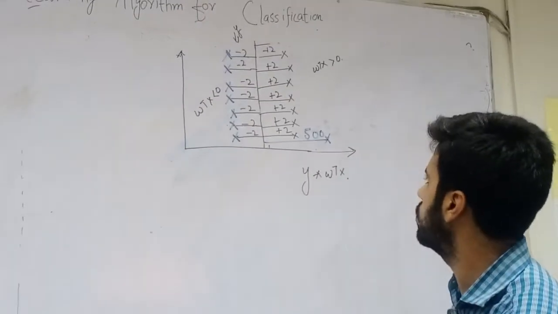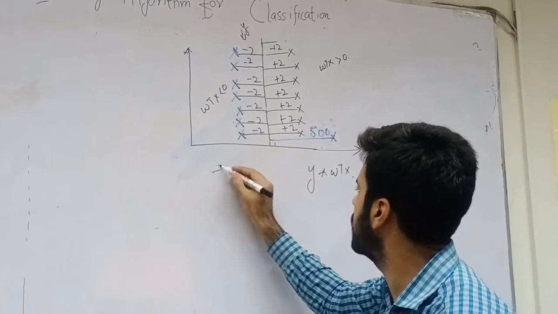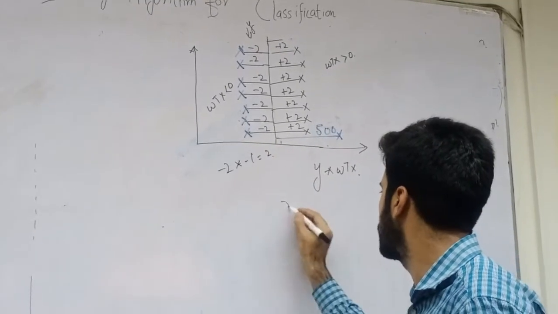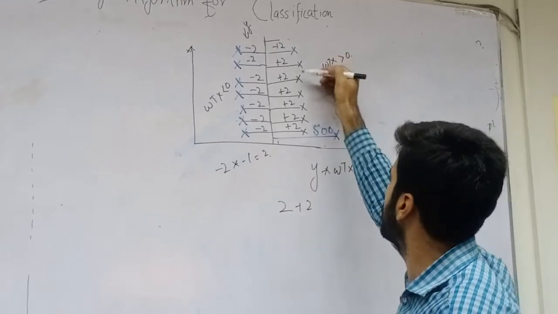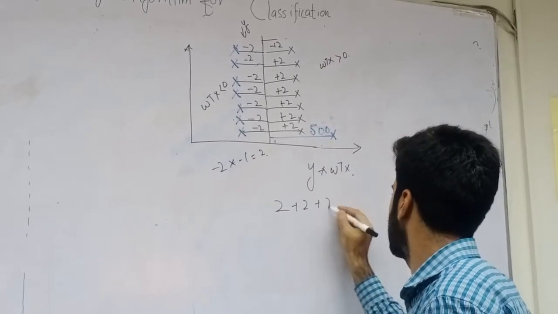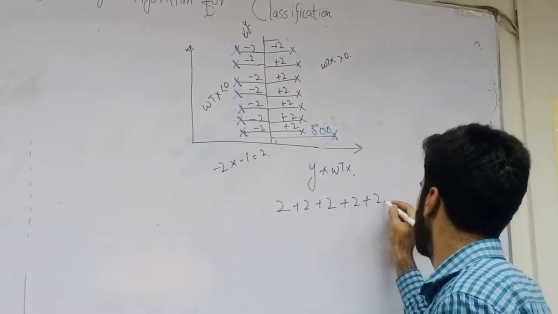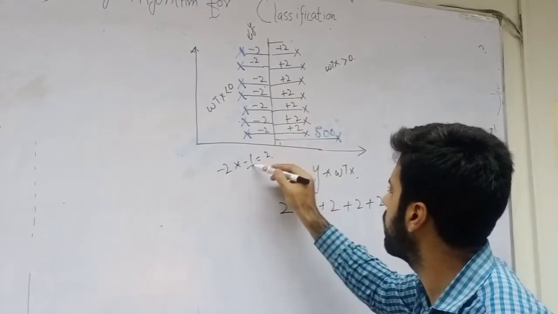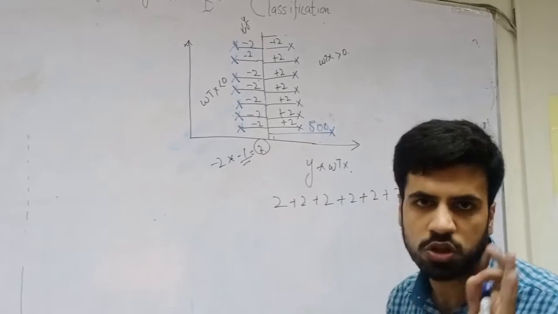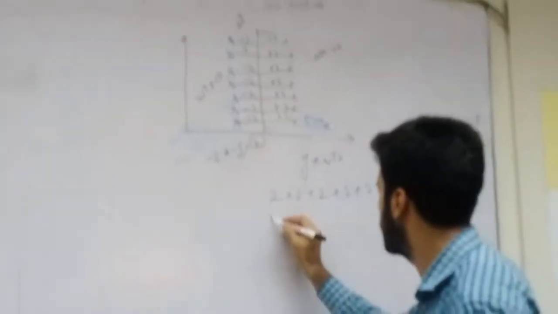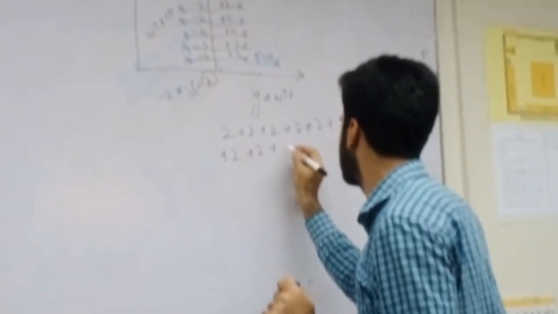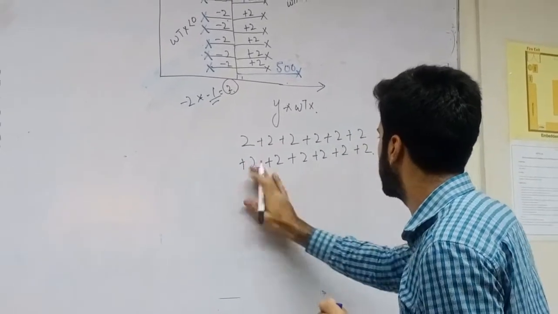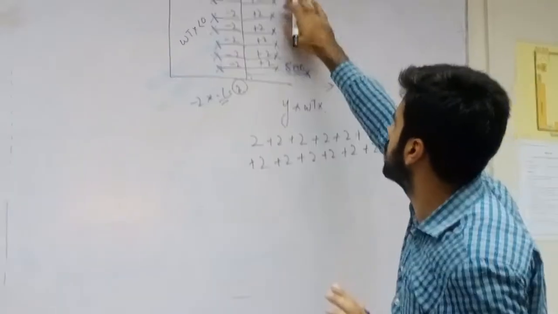So now if I do this, minus 2 multiplied by minus 1 comes out to be positive. So all these points give plus 2, and I have six of them. And when this negative value is multiplied by minus 1, it turns out to be positive 2. Now do another thing: plus 2, plus 2, plus 2, plus 2, plus 2, plus 2. So I have added all these values.